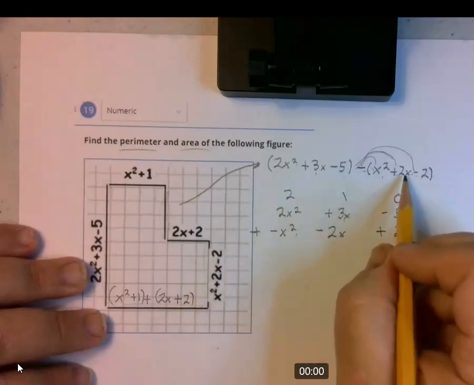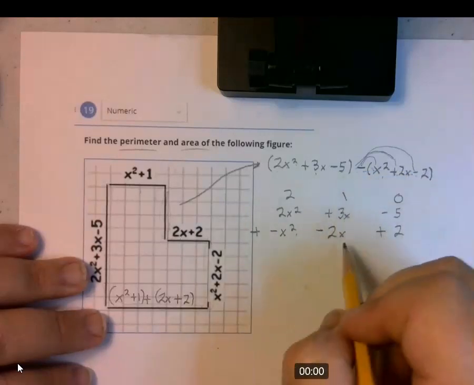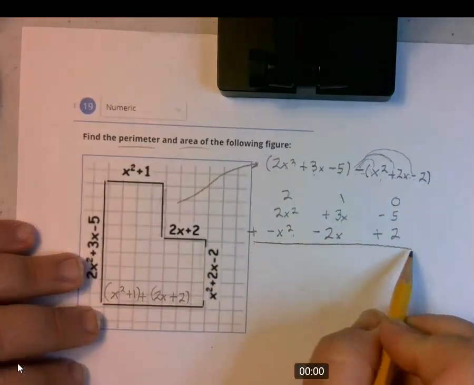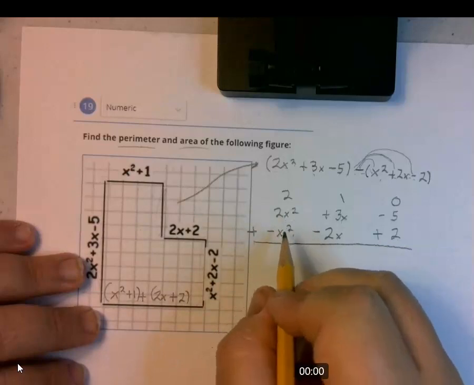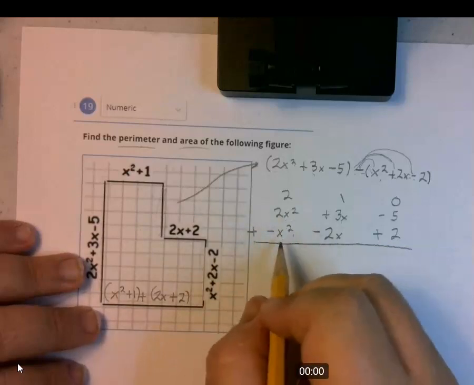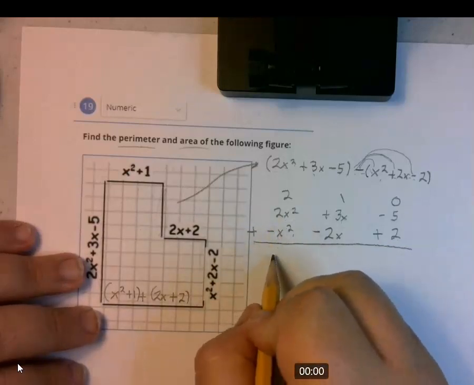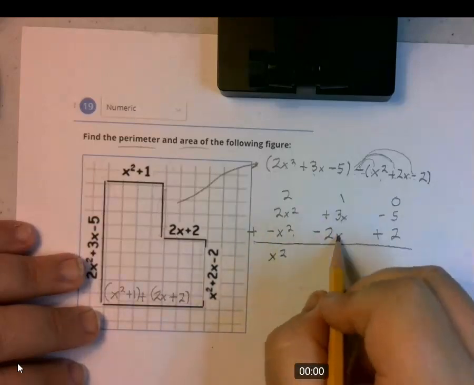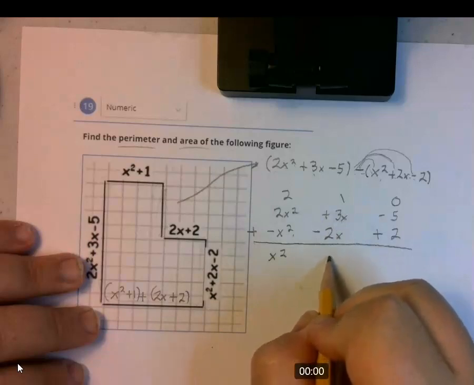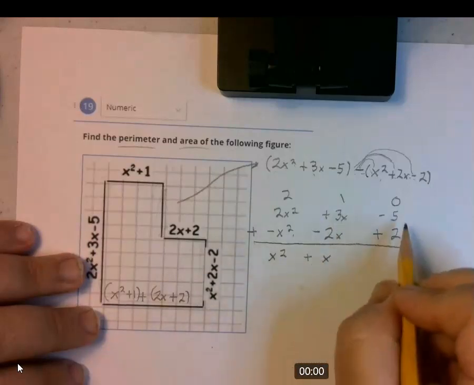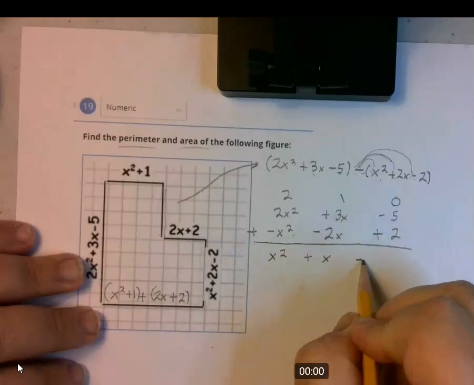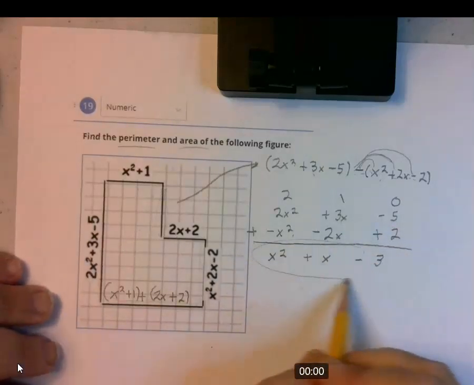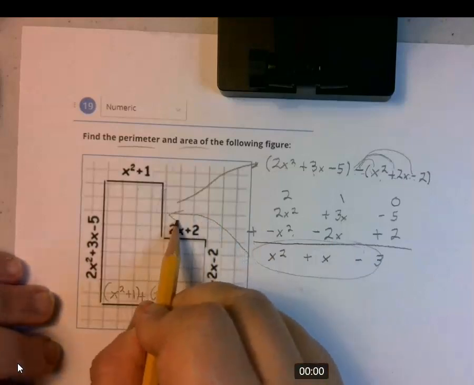Again, I flip that sign from there, and I flip that sign from there. Okay? Alright, go ahead and add. So 2x squared minus x squared is not 2, it's 1x squared. Three minus 2 is x, positive x. And negative 5 plus 2 is negative 3. Okay, so that is the length of this right here.